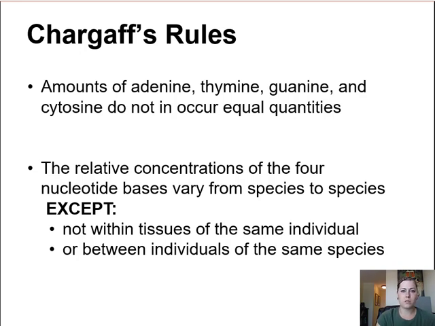So there were some exceptions to this, or some rules within the rule, so to speak. The relative concentrations of these 4 nucleotide bases will not vary within the tissues of the same individual. So the tissues of the individual will have the same relative concentrations of the 4 nucleotide bases, as well as individuals of the same species. They will also contain relative concentrations of the 4 nucleotide bases because they're composing the genetic structure for an entire species. So there's going to be similarities there.